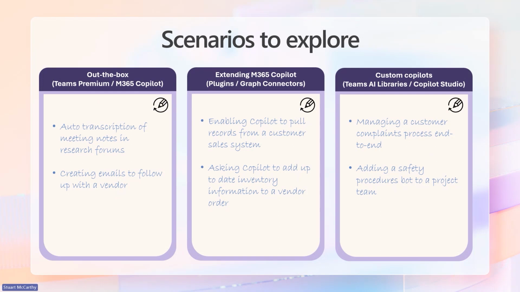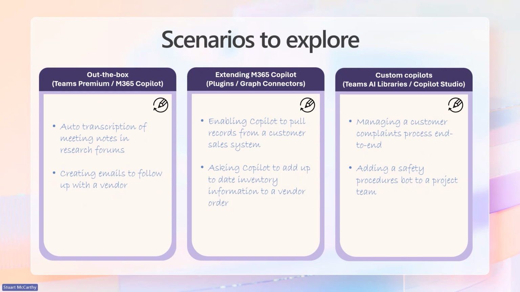For some scenarios, we may want to think about extending M365 Copilot. And that's if we want to talk to Copilot as my digital assistant, and we might ask Copilot to pull some records from a third-party system, for example, or we might add some up-to-date inventory information into a customer order. So we're asking Copilot to do something there.